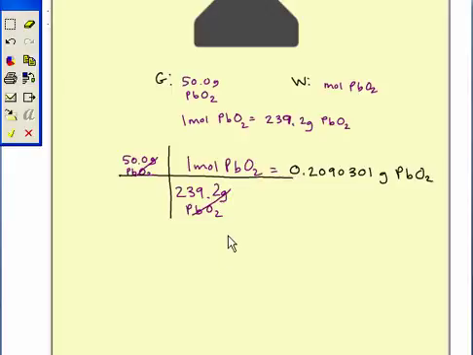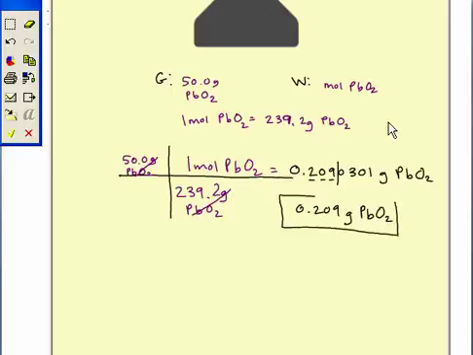Okay, first, does this make sense? Yes, this makes sense. A mole is about 250 grams, and so 50 grams is going to be about 20% of that, and so this absolutely makes sense. Now let's look at sig figs. My original value had 3 sig figs, 1, 2, 3. That's my last allowable digit. 0.209 moles of lead 4 oxide is my correct answer expressed in significant figures.